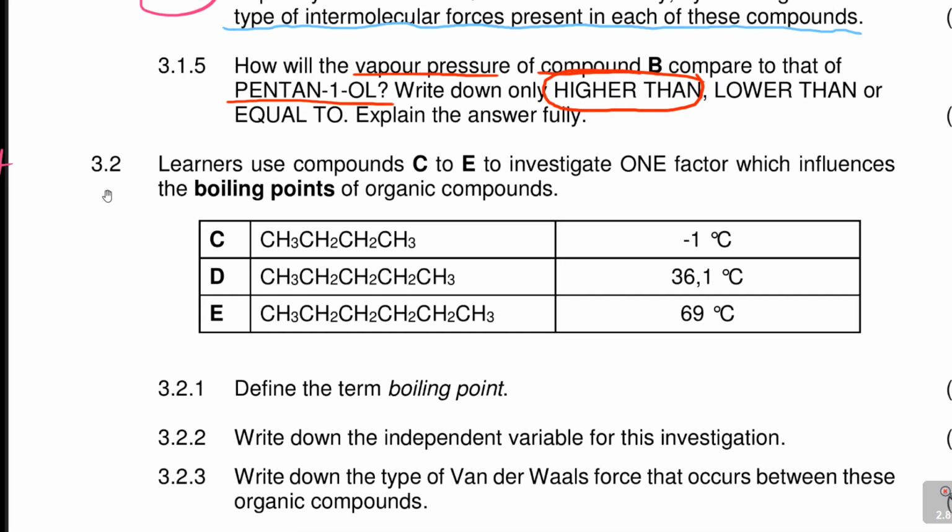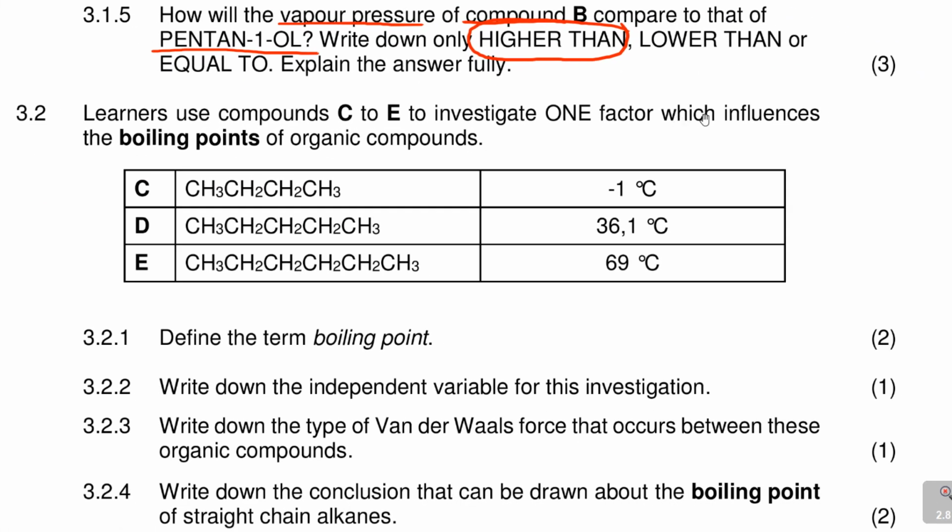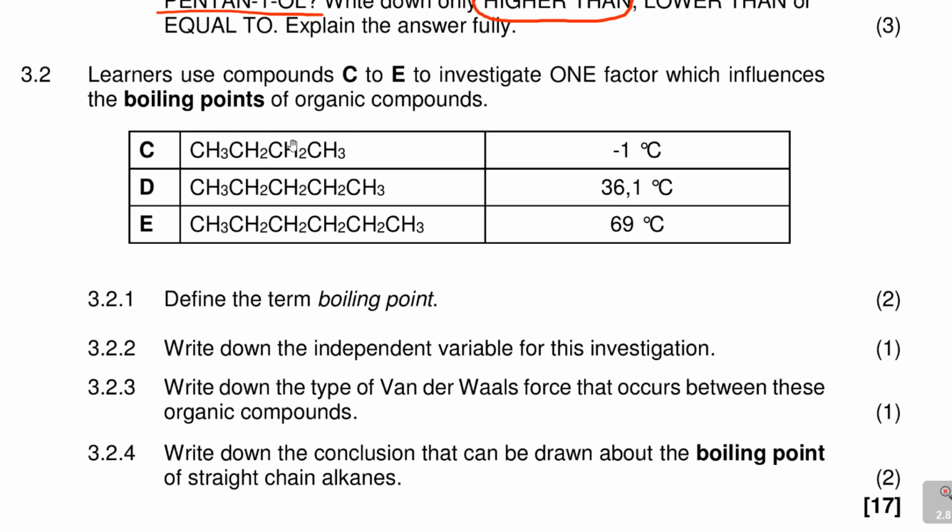It says learners use compound C to E to investigate one factor which influences the boiling points of organic compounds. Remember the chain isomer. There is the change in chain. Look at it. Compound C 1, 2, 3, 4. Then D 1, 2, 3, 4, 5. And then E 1, 2, 3, 4, 5, 6. These are alkanes, as you can see. So butane, pentane, and hexane. Look at the boiling point from negative to 36 to 69.